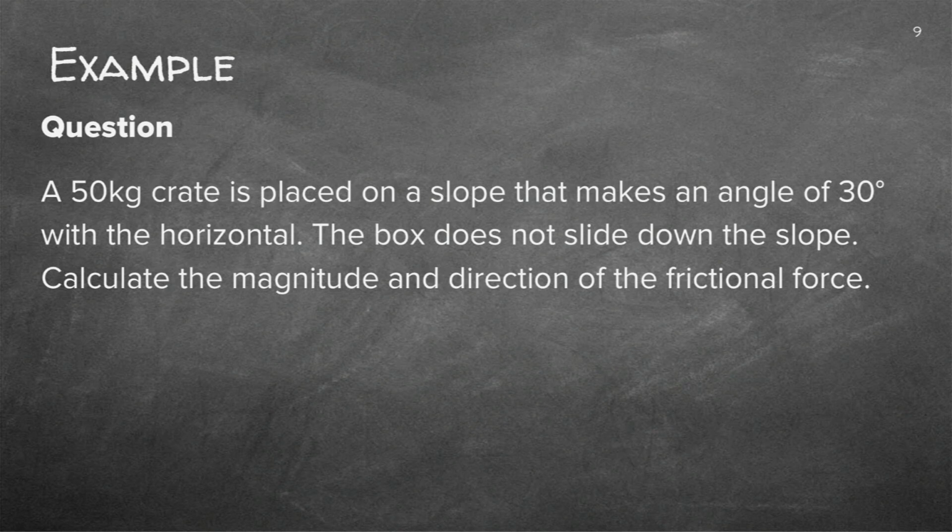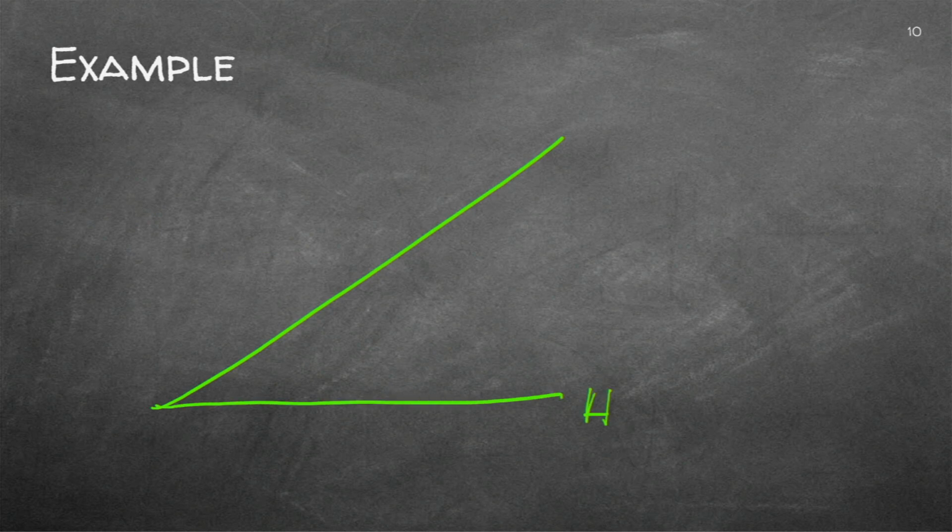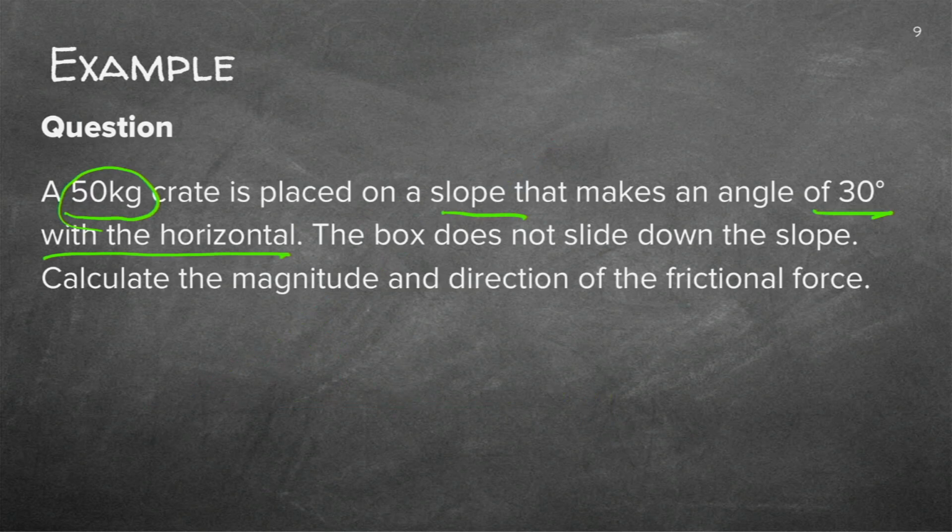I've got a 50 kilogram crate. It's placed on a slope with an angle of 30 with the horizontal. Now first read and then try and draw. If I say this is the horizontal and I've got a 30-degree angle, then I've got the crate there, and if I go back, it said it's 50 kilograms.